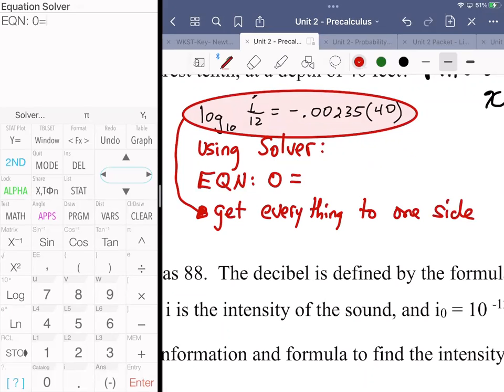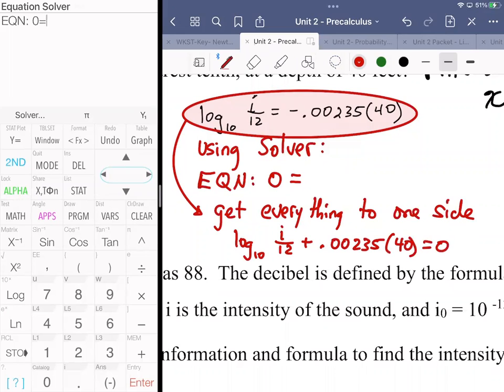All right. And in a lot of cases, that's just a matter of subtracting from one side to the other and maybe performing a negation. But in this case, we're looking at log base 10 of I over 12 plus 0.00235 times 40 is equal to 0. All right.